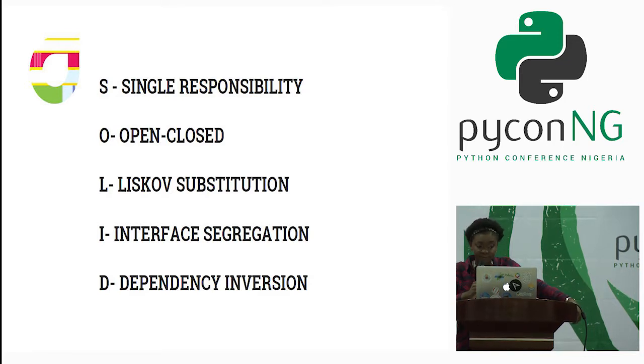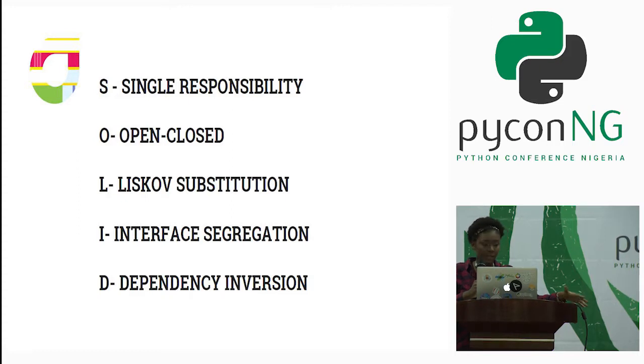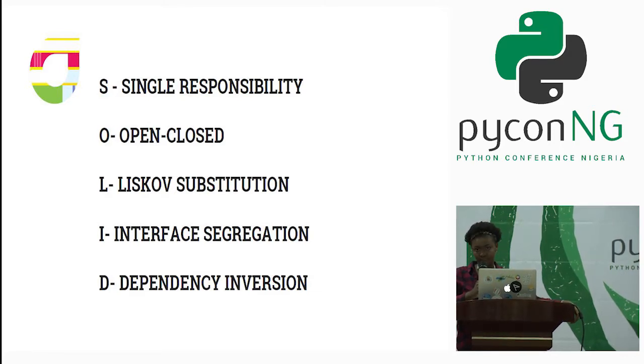The next is interface segregation. Many specific interfaces are better than one do-it-all interface. In Python, we use abstract base classes combined with multiple inheritance to achieve this interface kind of thing. The next is dependency inversion. Program towards abstractions and not implementations.